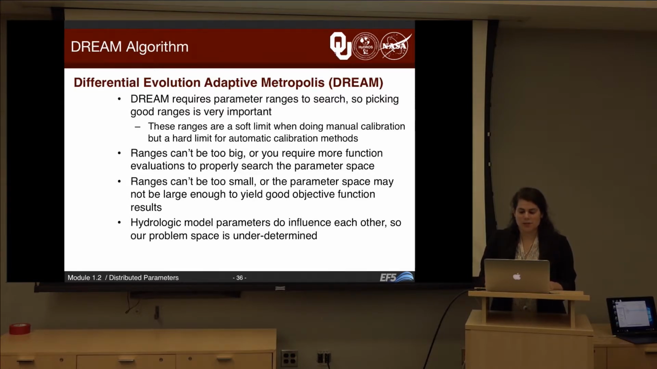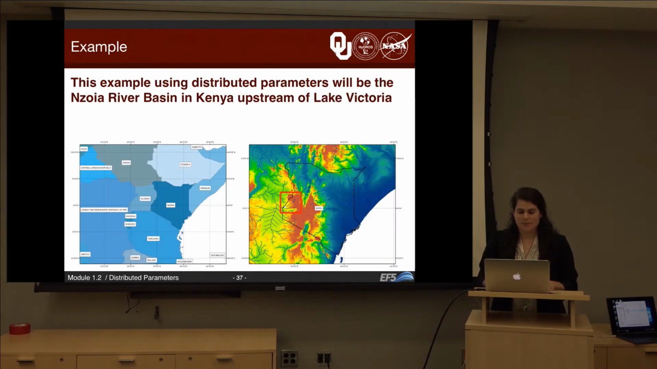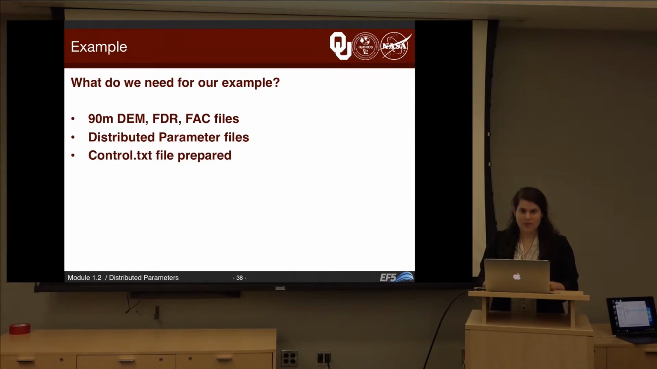Hydrologic model parameters do influence each other, so our problem space is underdetermined. So the example that we'll be working on today is using distributed parameters over the Nzoia River Basin in Kenya, which is upstream of Lake Victoria. So before we start, what will we need for our example? We're going to be using 90-meter DEM, FDR, and FAC files that we will create. We'll be using those distributed parameter files that we showed a few slides ago, and we'll also be preparing our control text file.